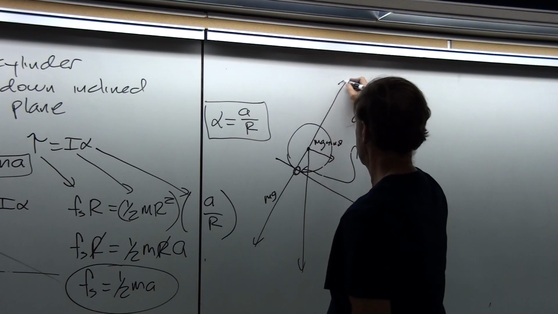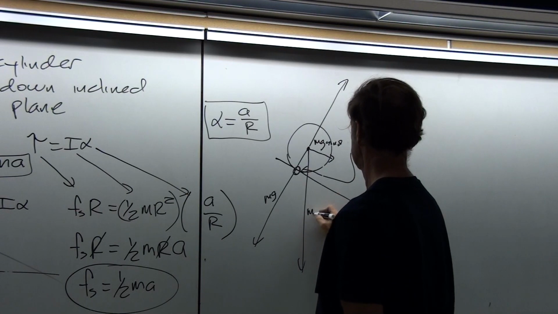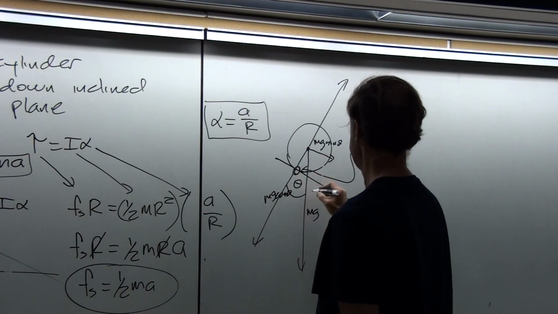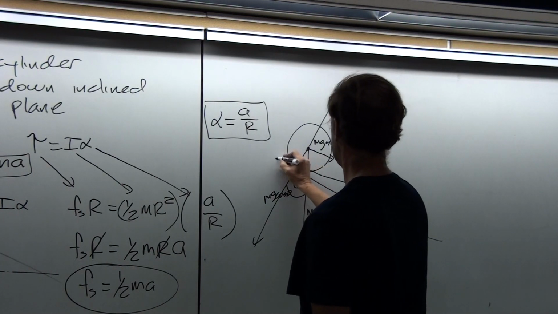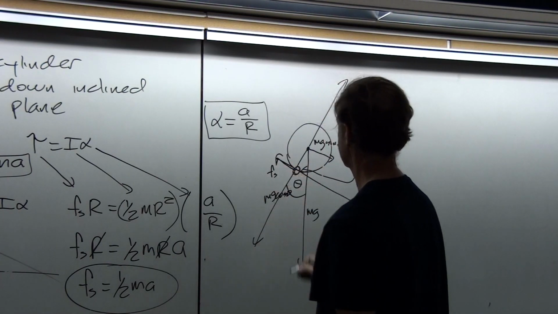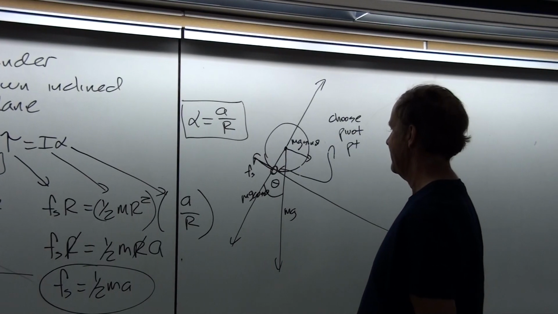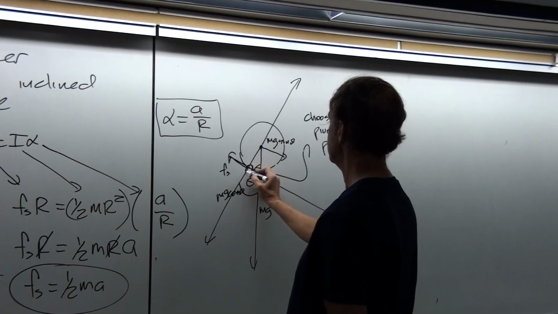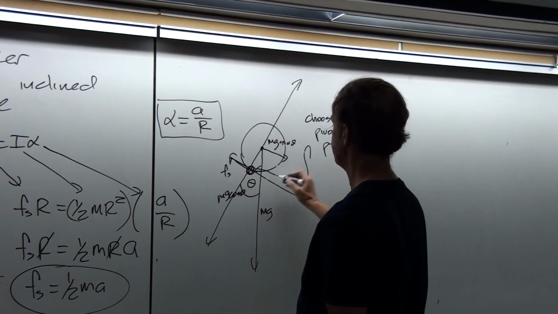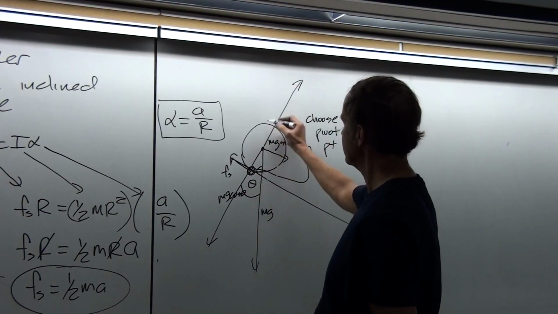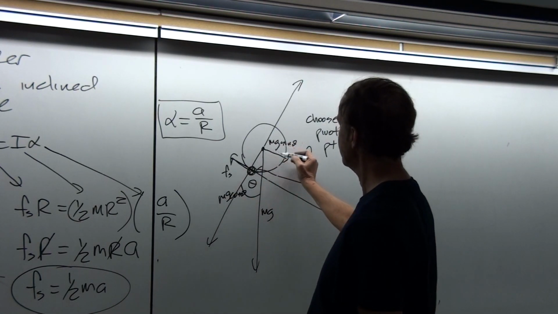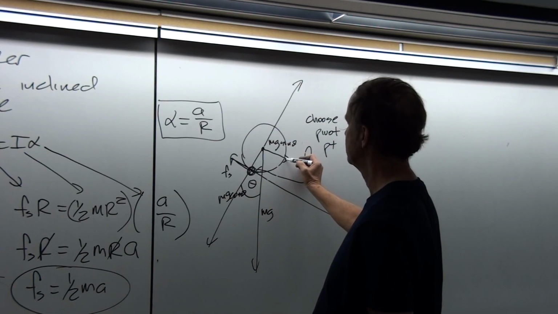Here's our normal force. This is mg cosine theta. And here's our force of static friction, Fs. Okay? And so what we can see then is that if we choose this as our pivot point, then all of the forces are going to intersect except for the perpendicular component of mg.